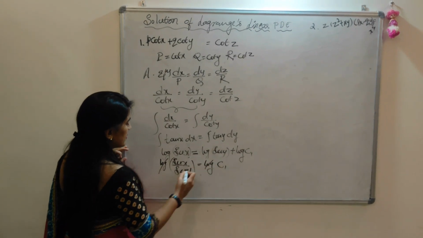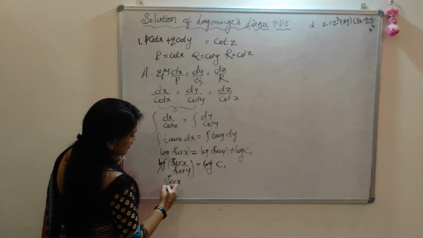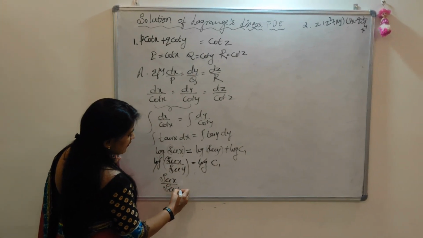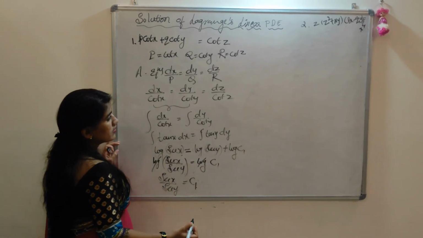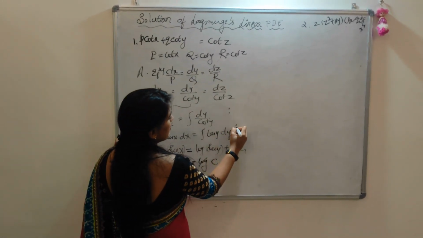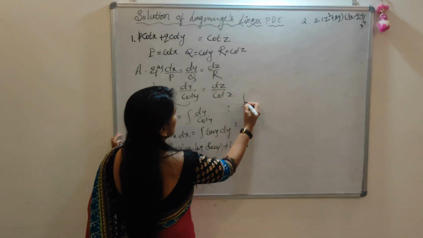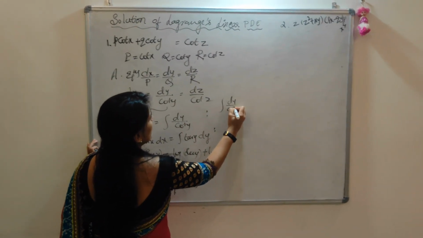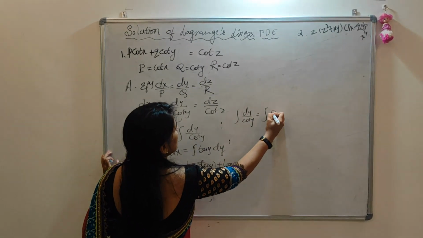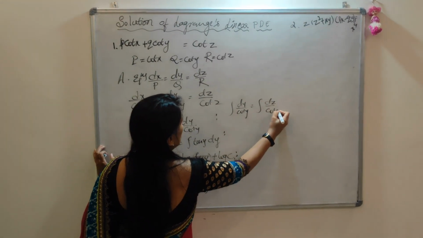So log and log get cancelled. You are having sec x by sec y is equal to c1. Similarly, I will compare the second pair, that is integration of dy by cot y is equal to integration of dz by cot z.